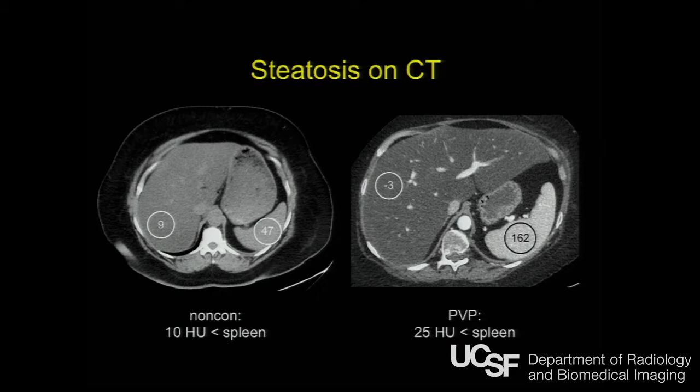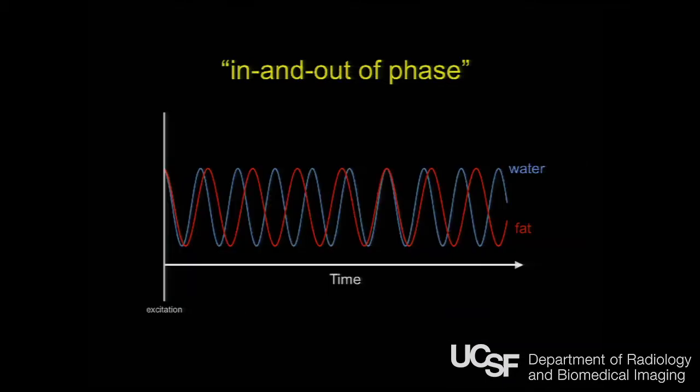So here on CT, on the left side, you can see that the liver measures 9 Hounsfield units compared to 47, so that would be diagnostic of fatty liver. On the portal venous phase on the right, you can see this patient has severe fatty liver, right? This is a portal venous phase, with Hounsfield units measuring -3 compared to 162 in the spleen. That's not even borderline fatty liver, that's severe fatty liver disease, and the liver is enlarged with the amount of fat.